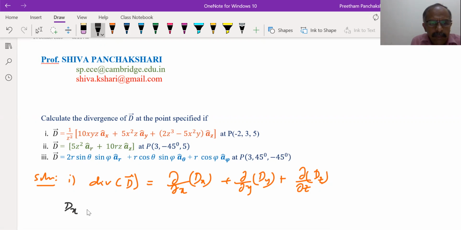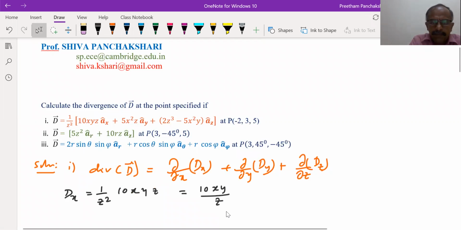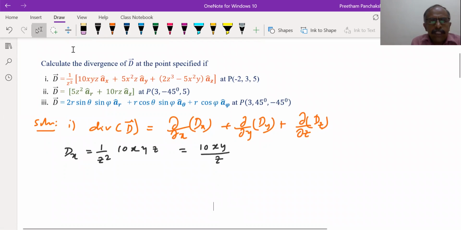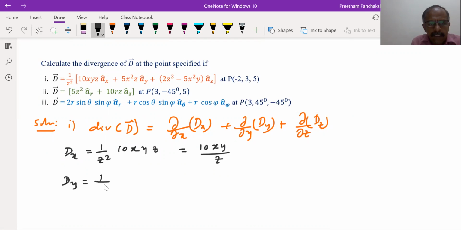In the problem, Dx is 1 by z square into 10xyz. After simplifying, you will get 10xy by z. Similarly, copy all three components of D. Dy is 1 by z square into 5x square z. The same way here, one z cancelled, 5x square divided by z.